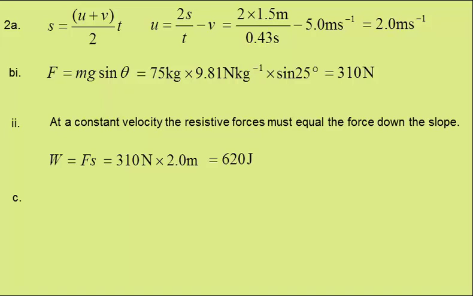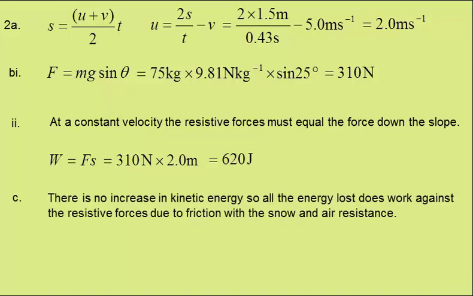In C, we're to state and explain what happens to the gravitational potential energy lost between D and E. Well, there is no increase in kinetic energy, so all the energy lost does work against the resistive forces due to friction with snow and air resistance. This energy is then lost to the surroundings as heat.